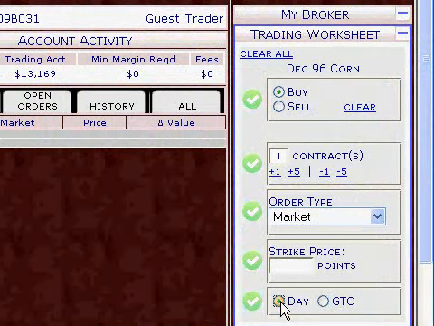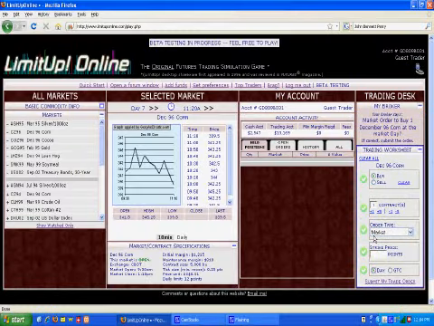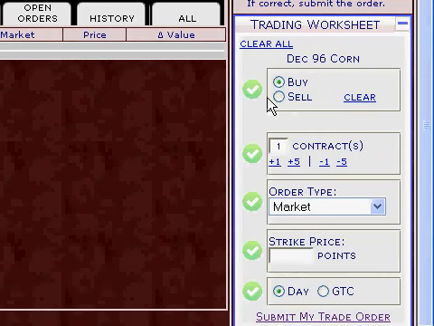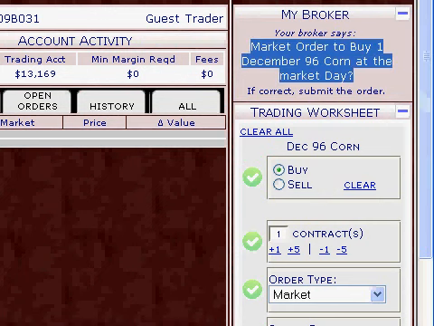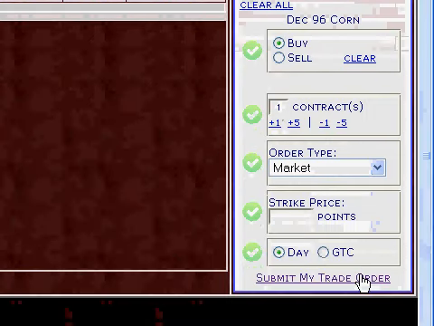I click day because I want it only if I can buy it today, so the order is good for a day. These green check marks tell me that all of my input is correct, and my virtual broker has just sent me a message with the verbal confirmation of my order. If this were a real trade, this would be exactly what you tell your broker. He or she would then repeat back to you your order to confirm it. It's all good, so let's submit the order.